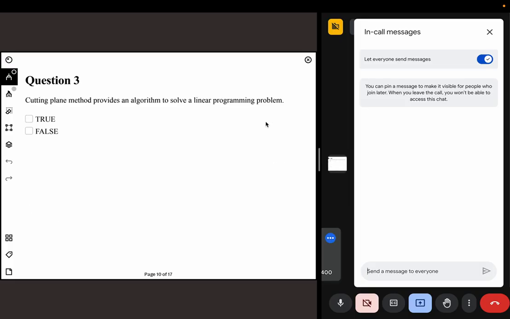Yeah, the next one is again a simple theoretical problem. So we discussed the cutting plane method. So does it have an algorithm to solve a linear programming problem?